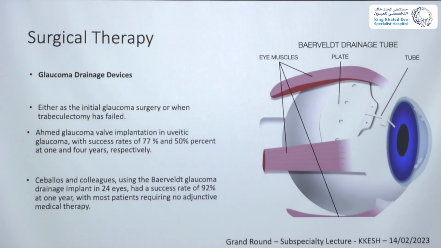So you mentioned earlier that drainage devices are of choice nowadays because of the higher success rate and outcomes, and also we do not need to use anti-metabolite. In this study, they showed that the success rate of Ahmed valve was reaching 77% in the first year and 50% four years later. Another study showed that Baerveldt, or the valveless implants, also has a good success rate, reaching up to 92% for those patients.